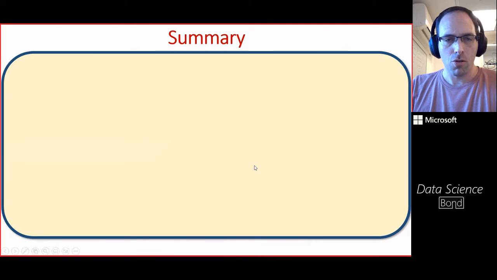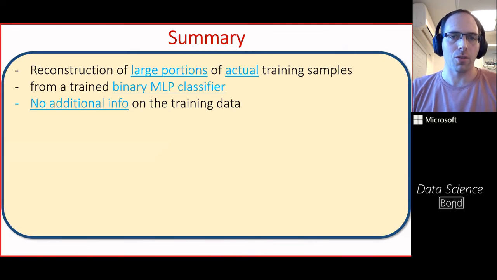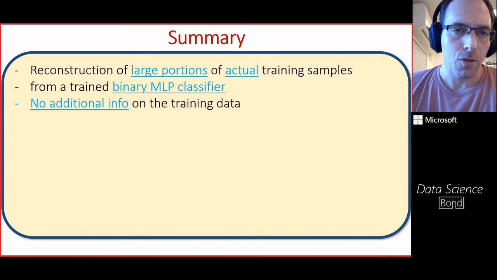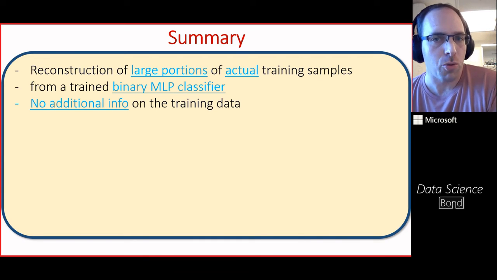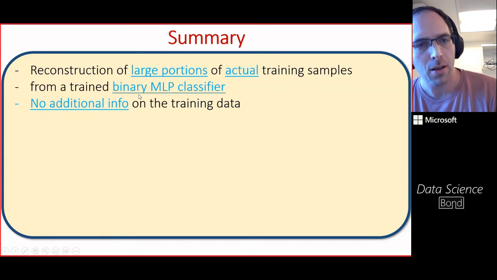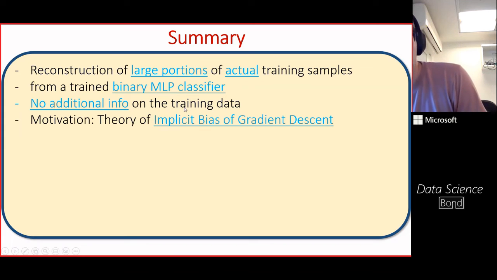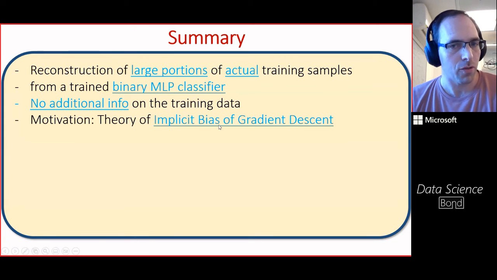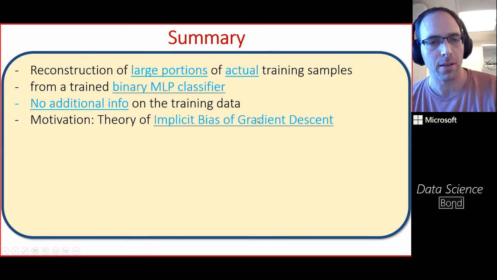And I'm going to finish here. So let me summarize what I've just shown you. We show that we can reconstruct a large portion of actual training samples. We showed it for binary MLP classifiers, and we have no additional information on the training data. And the nice thing is that it is motivated by the theory of implicit bias of gradient descent.